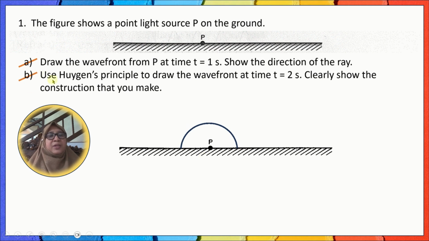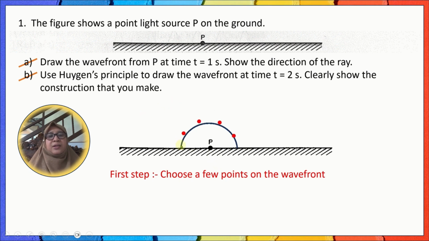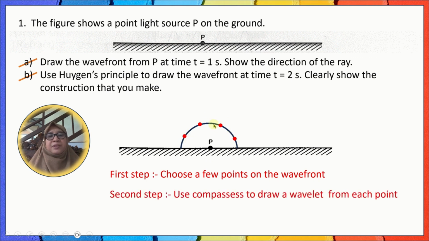Then question B, we are going to use Huygens' principle to draw the wavefront at time t equals 2 seconds. So clearly show the construction that you make. We use the same compasses, without changing the distance between the 2 points of the compasses. Using the same distance, you choose 4 points on the first wavefront from A.